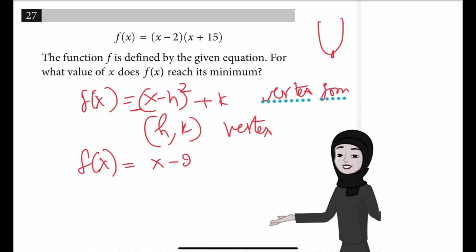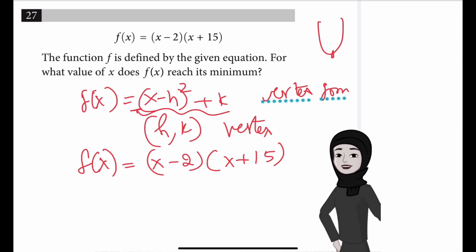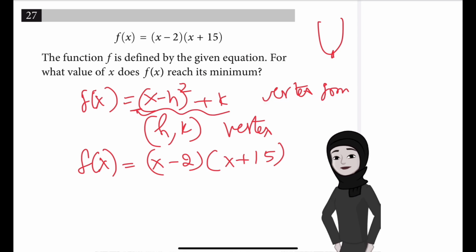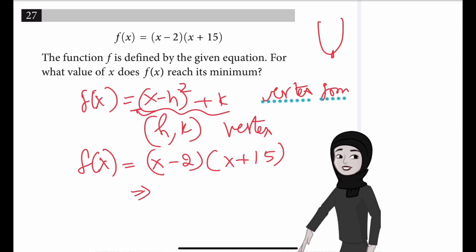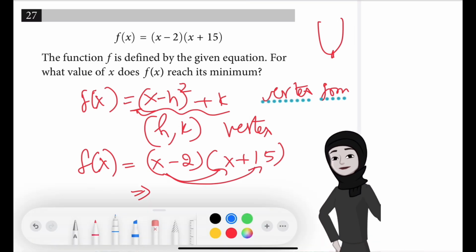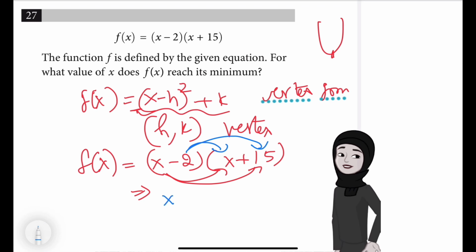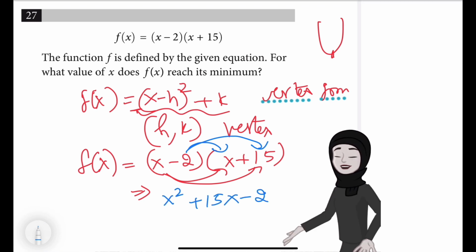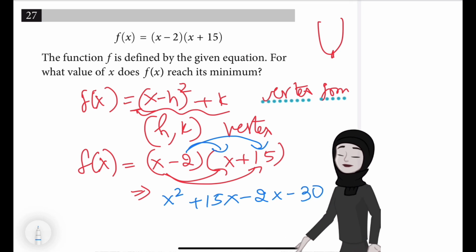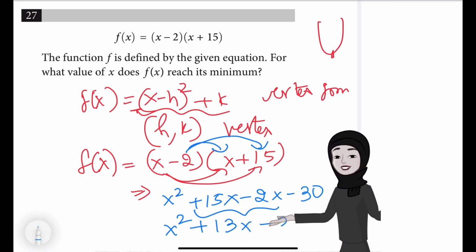So now we will take this equation and expand it first, so that we are trying to put it in this form, vertex form of the equation. So after expanding, what will we get? We have to multiply x with both the terms and negative 2 with both the terms. So we will have x squared plus 15x minus 2x minus 30. Let's combine these two: x squared plus 13x minus 30.